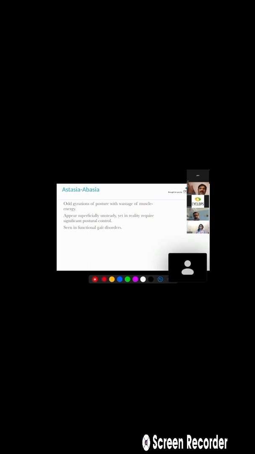Then the next important point, which is very common in the vestibular clinic, is something called the astasia-abasia person. This person shows odd gyrations of posture with wastage of muscle energy. I've demonstrated this in one of the lectures in the physical examination. The patient will not fall, but the upper body does a lot of movement. Apparently, the person looks very unstable, but does not fall. So much muscle energy they are wasting only in trying to maintain posture. They are shaking so much, but they wouldn't fall.